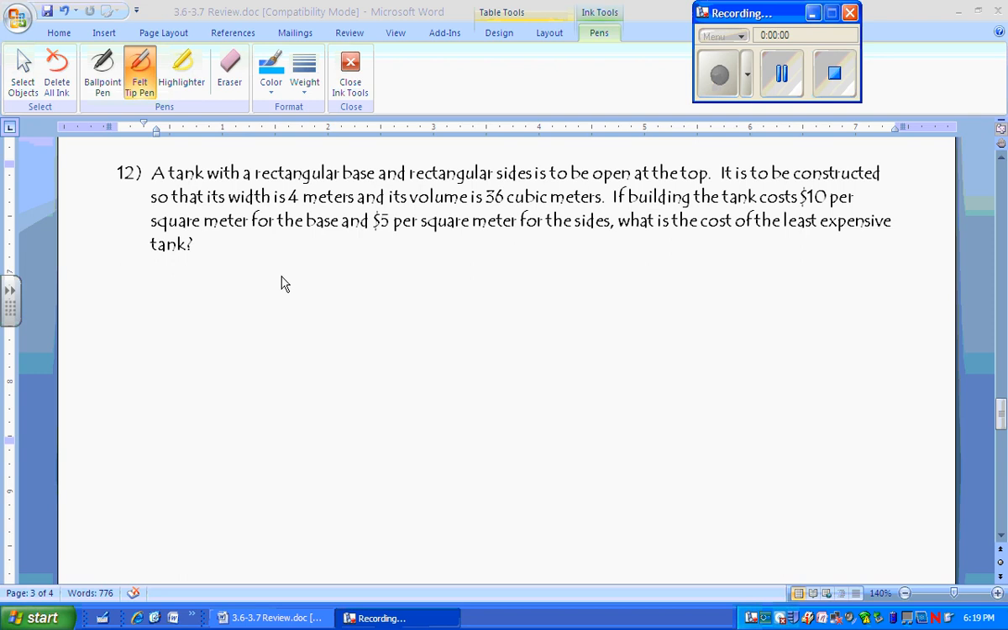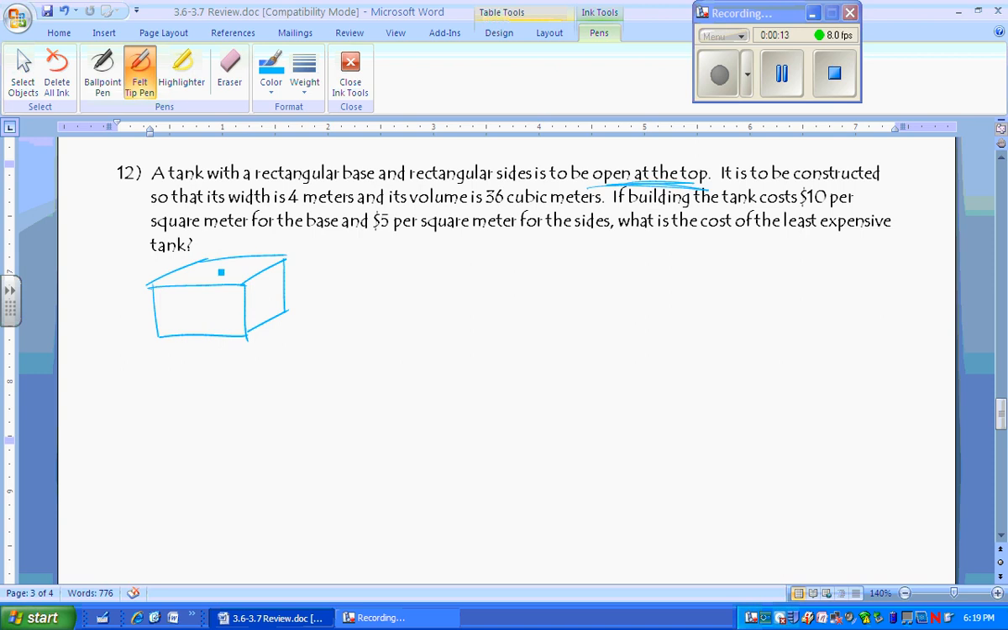Number 12, we have a tank with a rectangular base and rectangular sides. So it's basically just the shape of a box. Open at the top, so there's nothing on the top. It is to be constructed so that the width is 4 meters and its volume is 36. So we don't know the length or the height, so I'm going to make those X and Y.